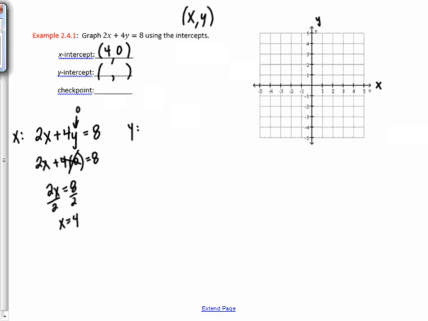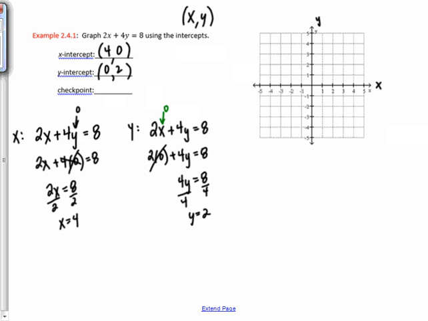Now to find the y, we start back over. To find the y-intercept, what you're going to do is take the x this time and make it 0. So you're going to put a 0 in for the x and see what y is. If we do that, this cancels out and I'm just left with 4y equals 8. If I divide by 4, then y equals 2.